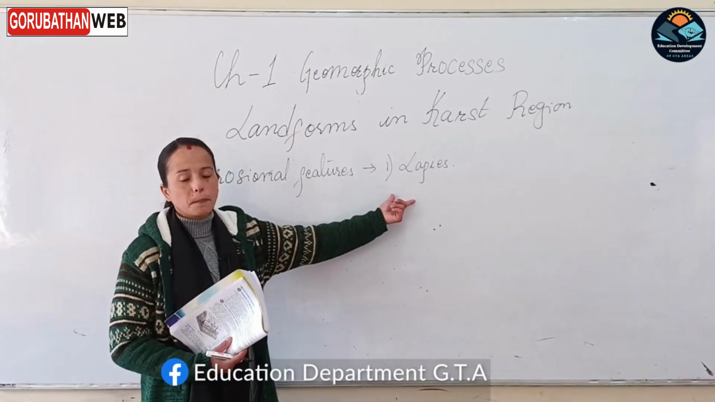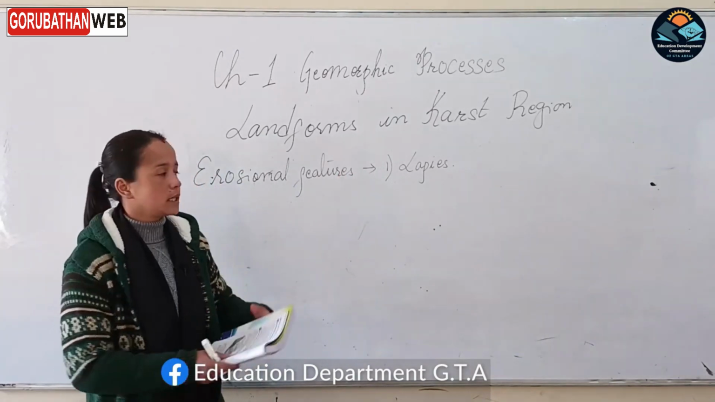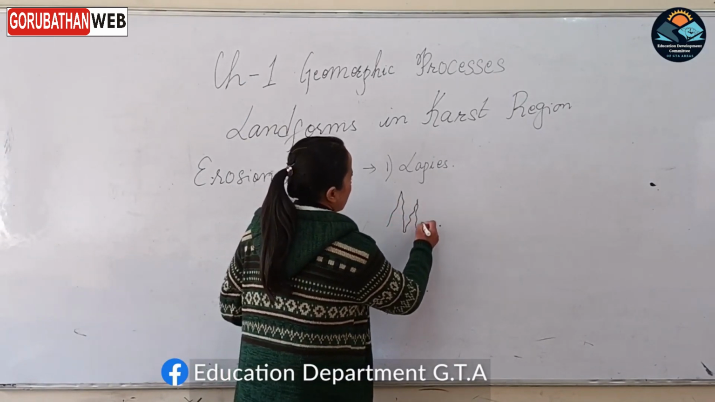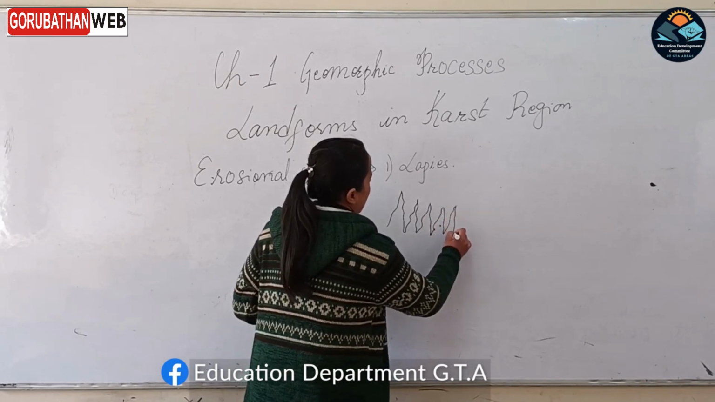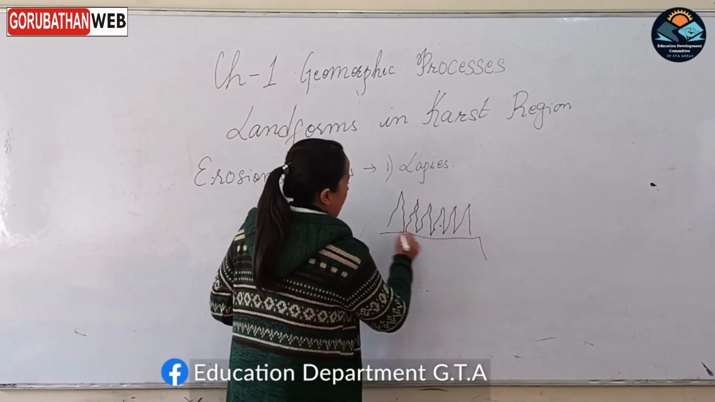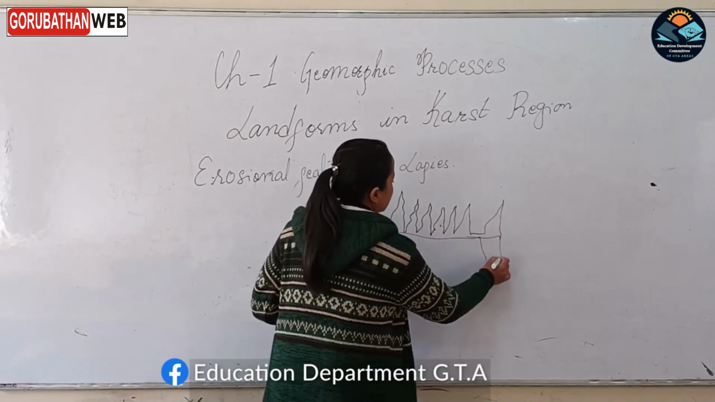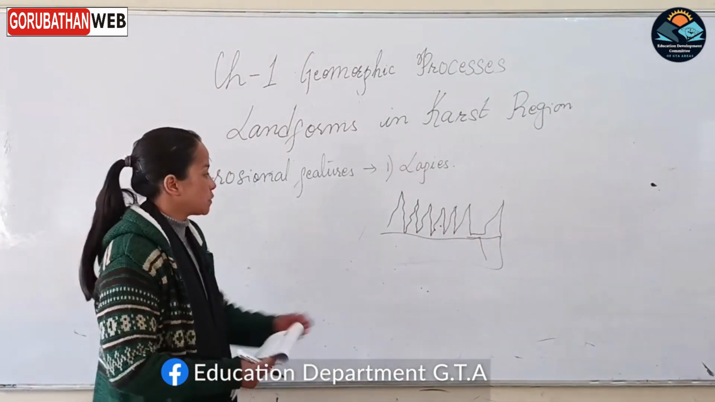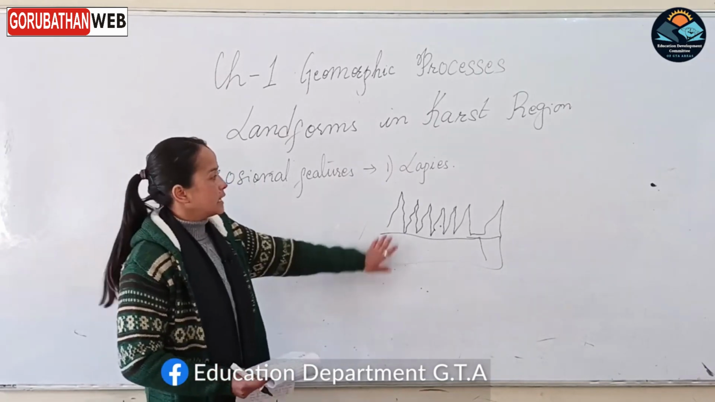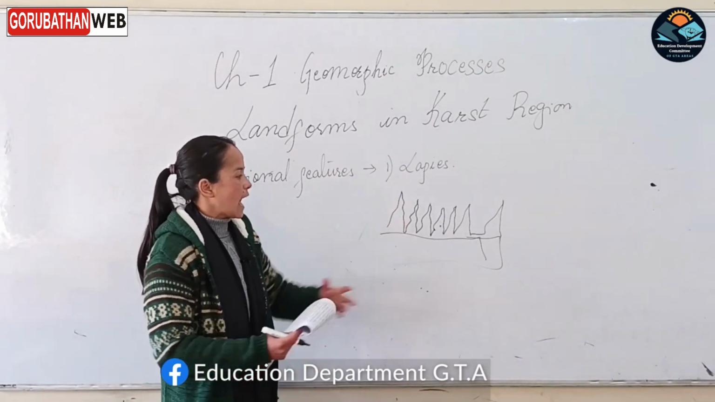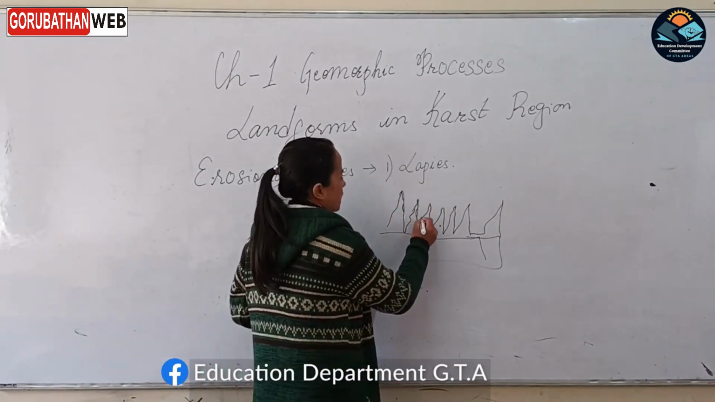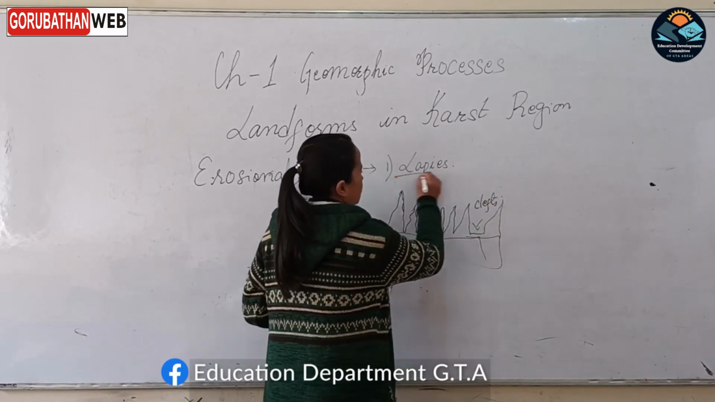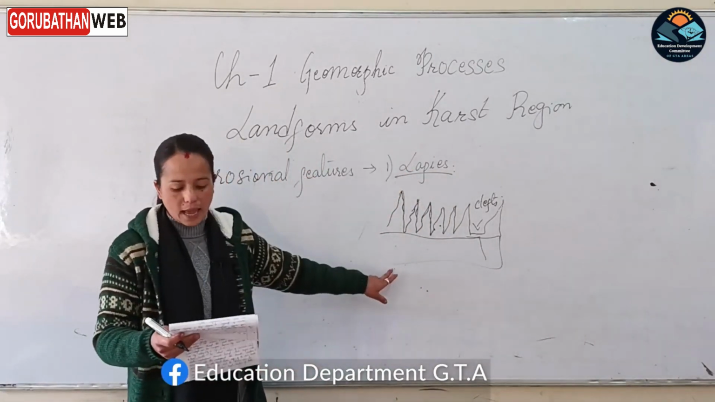First one is the lapis. In the limestone region, very corrugated, rough, and sharp ridges are found. That is known as the lapis. So lapis are the corrugated and rough surface present in the limestone region, and they have ridges, the pointed parts, and these are called the clefts. So this is one of the features that we see in the karst region.